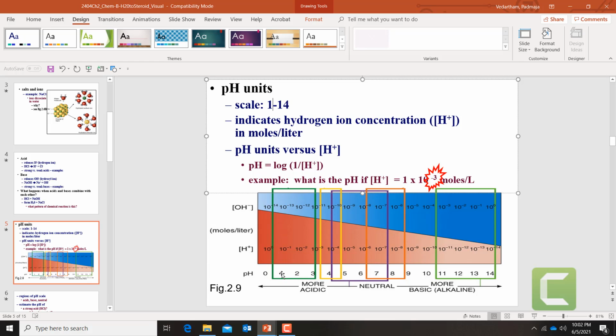pH 1 is 10 times stronger acid than pH 2. pH 2 is 10 times stronger than pH 3, and so on and so forth, till we come to 7, which is neutral. And as we go from 7 to 14, this is increasing levels of alkaline or basic.